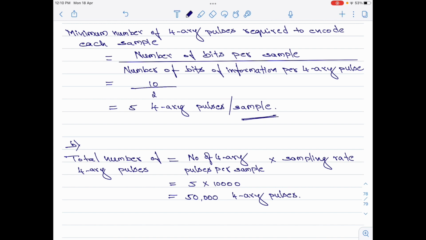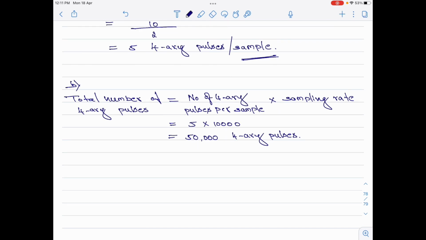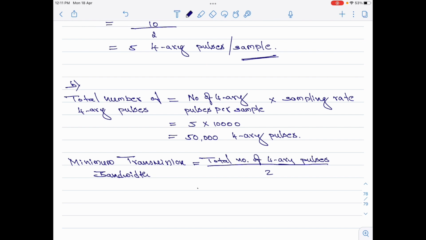Once we find the total number of 4-array pulses, the minimum transmission bandwidth is simply the total number of 4-array pulses divided by 2. Therefore, the minimum transmission bandwidth is given by total number of 4-array pulses divided by 2, which is 50,000 divided by 2 equal to 25 kilohertz. This is the answer for the minimum transmission bandwidth.